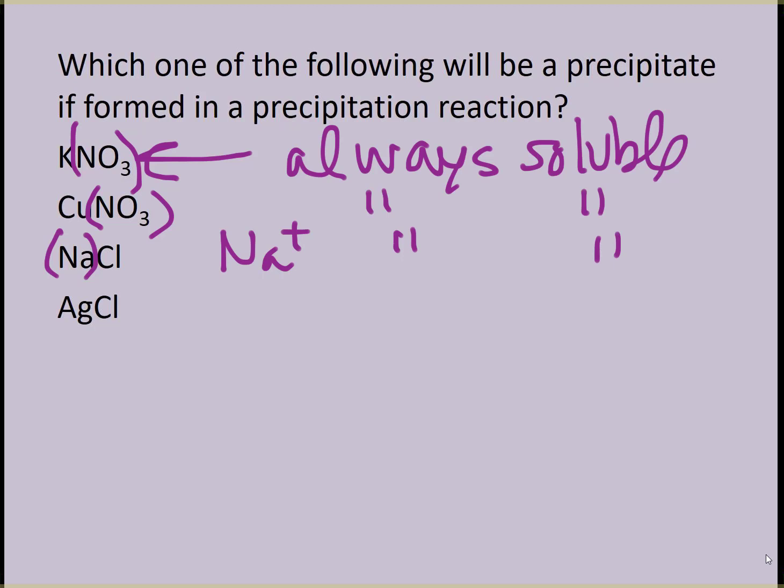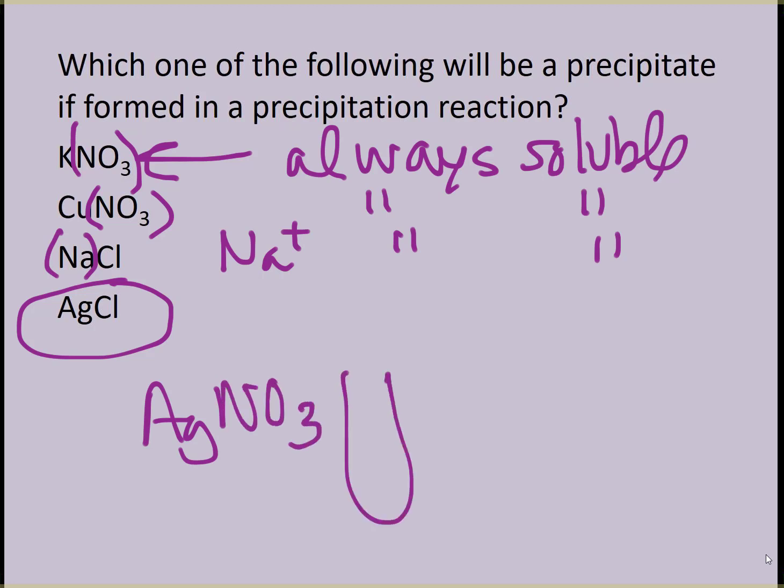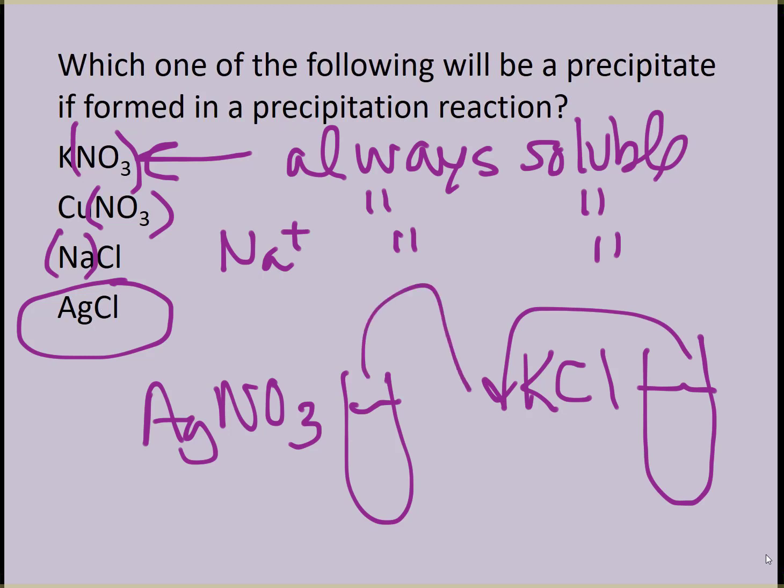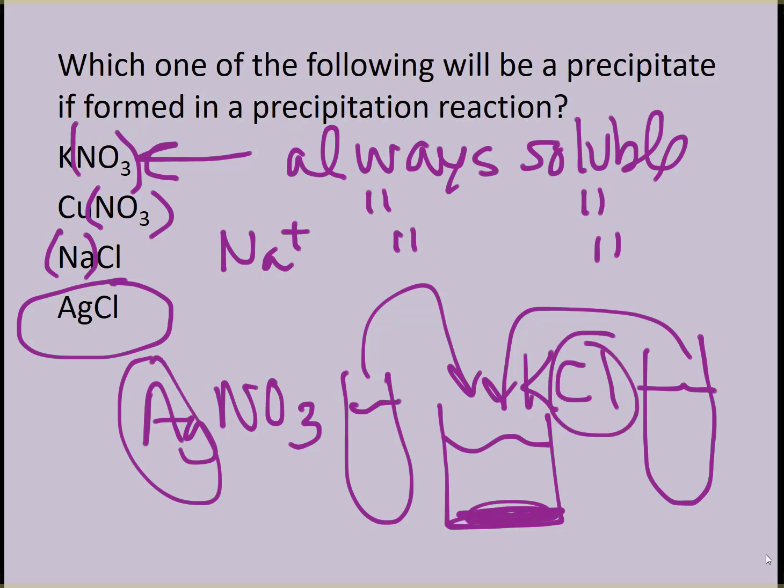And that comes to our last one, the only one left. Which of the following will precipitate? It's this one. So silver chloride, that is a solid. So if I take silver nitrate in one test tube and I take potassium chloride in another one, they will dissolve. But when I pour them together, I am going to get a precipitate that forms on the bottom. And then my leftovers will be the nitrate and the potassium because they always dissolve. The ones that will form the compound will be silver chloride.